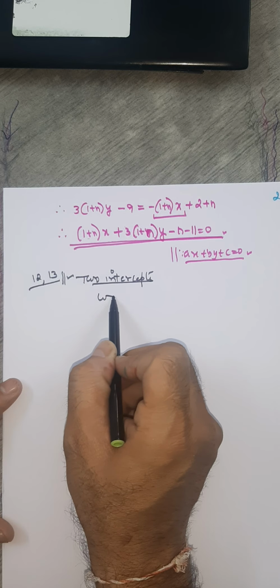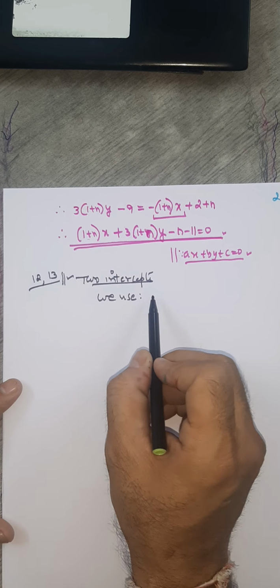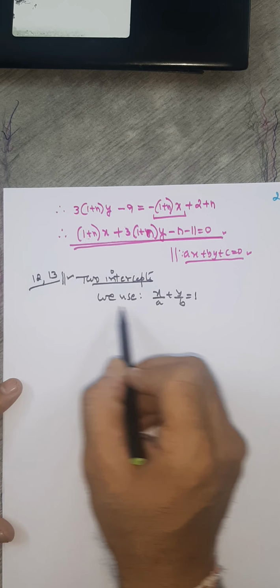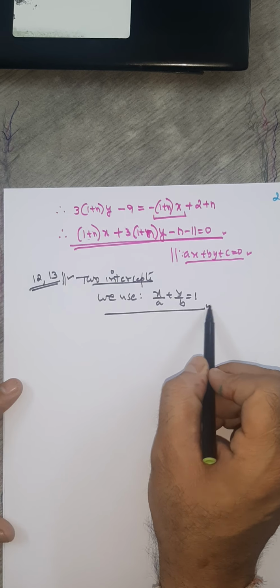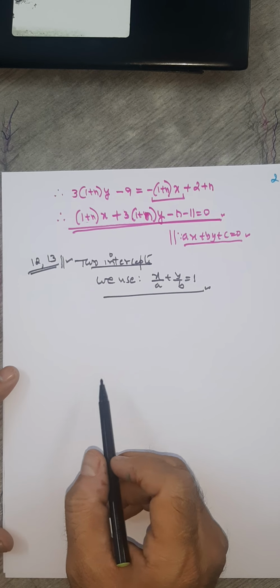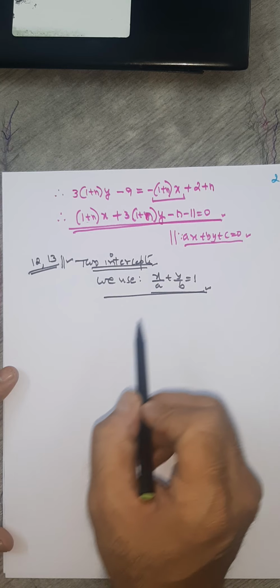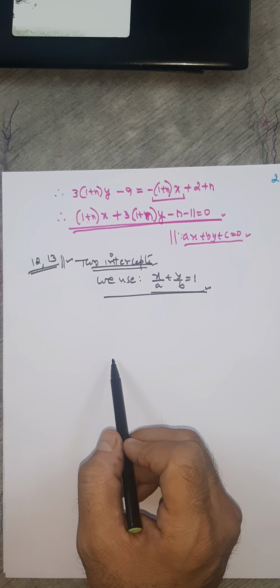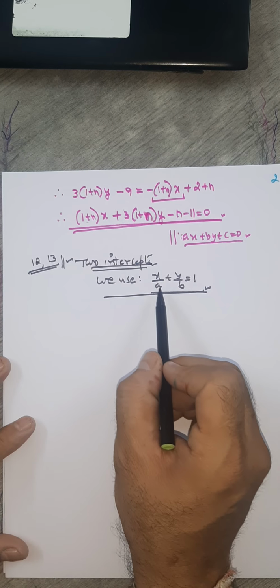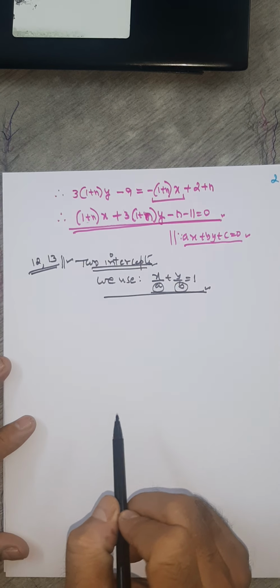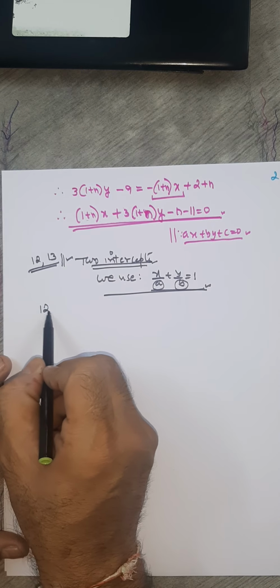Fine. So we use this form. Do you remember that form? X upon a plus y upon b equals to 1. We'll use this in both the questions. Right? Later on also we have such questions. So if a question talks about two intercepts, we use this, where a and b are intercepts. In both the questions, 12 and 13, we use the information, we get small a and small b, and we put in this equation. Fine. I'll do both the questions.